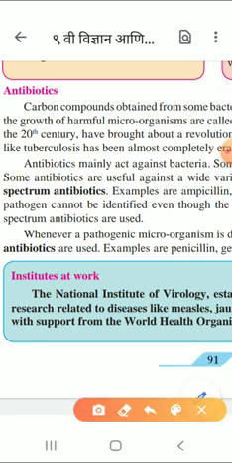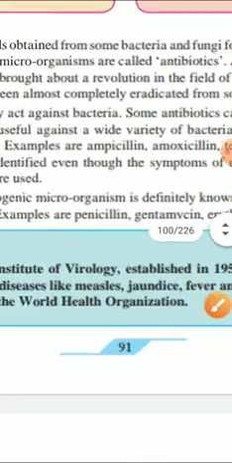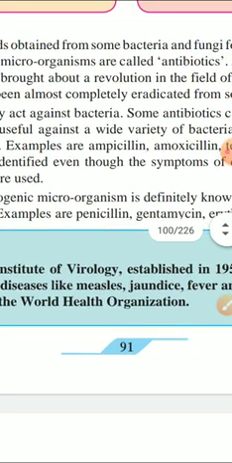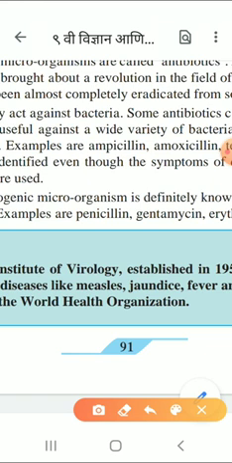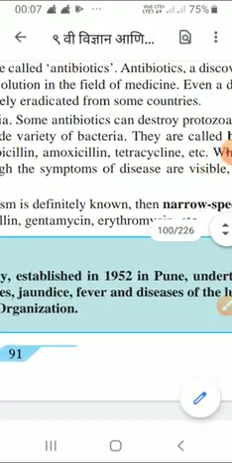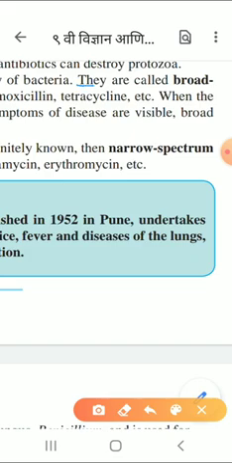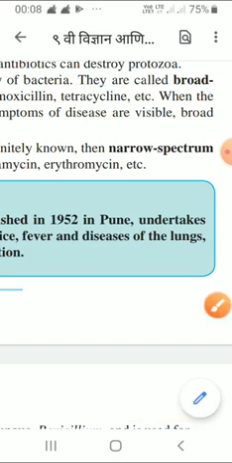We will see here that some antibiotics which are useful against a wide variety of bacteria are called broad spectrum antibiotics.